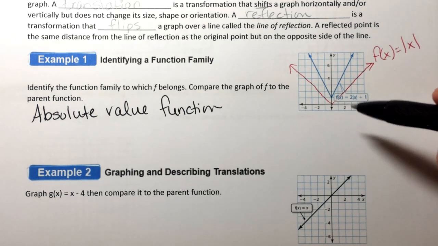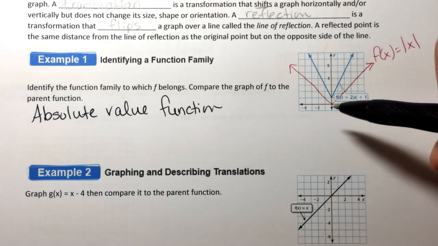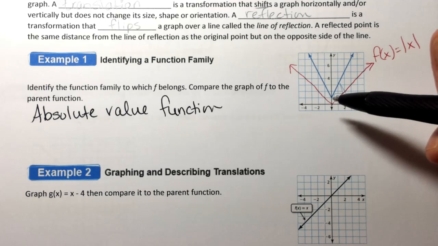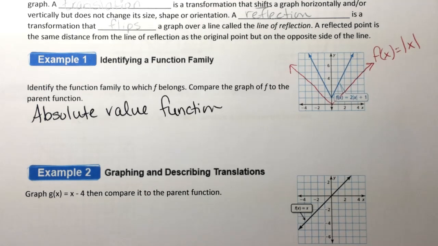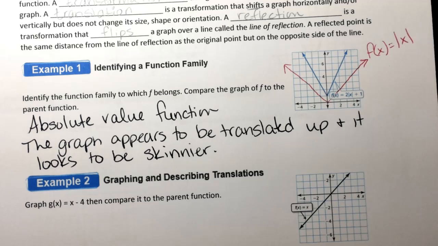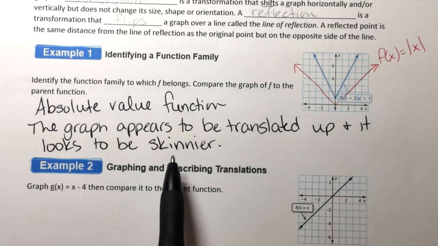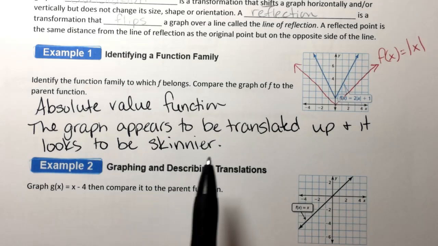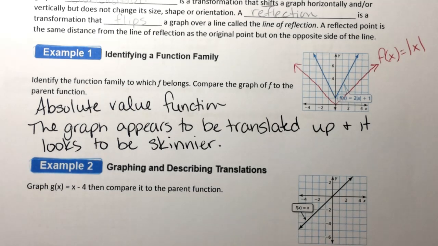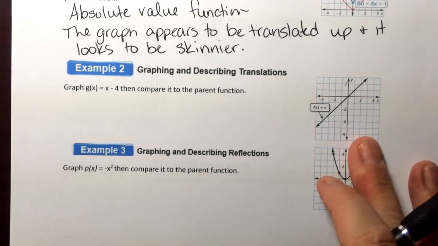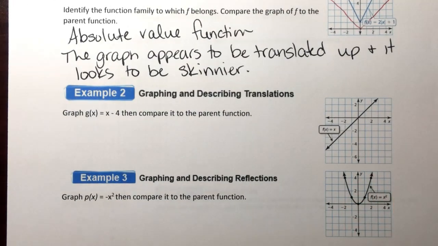But in this case, to compare them, we would say it seems to be translated and it seems to be stretched. Since we haven't really talked about stretching or shrinking yet, I decided to just use the word it appears or it looks skinnier. Okay, so it moved up, it looks a little skinnier. And guys, I just don't want to make you watch me write all the words, so that's why I pause it to write the words. You can do the same as needed.